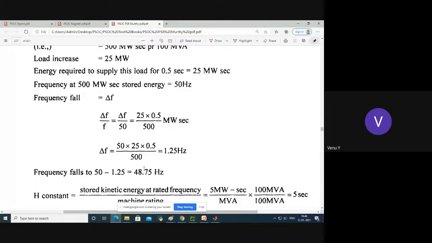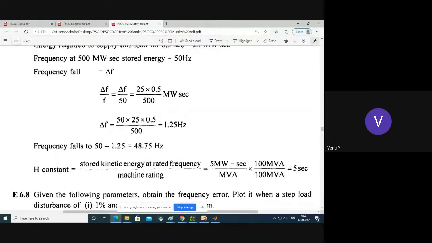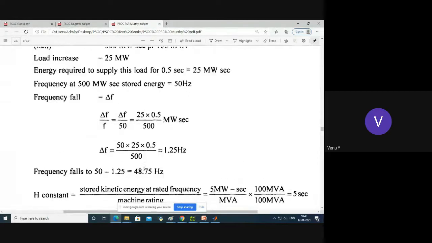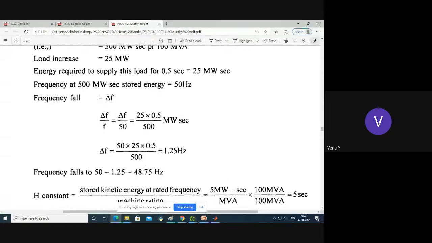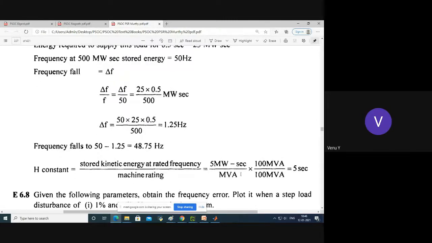Therefore, the frequency is the rated frequency minus the change in frequency, F minus delta F. That is 48.75 Hz. This is one example. The H constant is very simple. Here it is kilowatt, and we can treat it as MVA megawatt, so both will cancel and 5 seconds will remain.